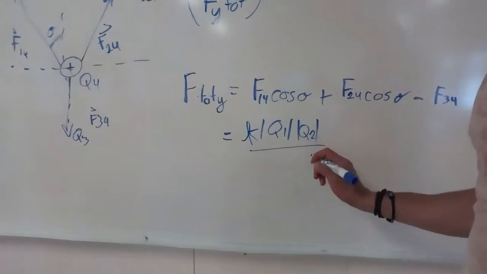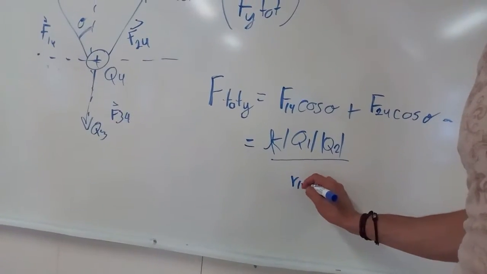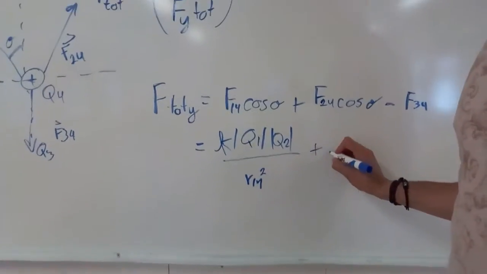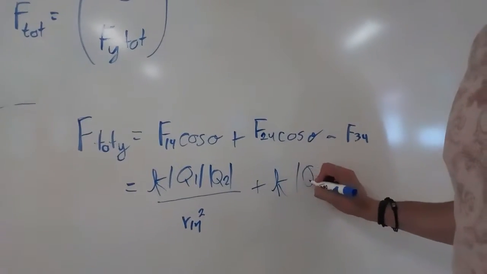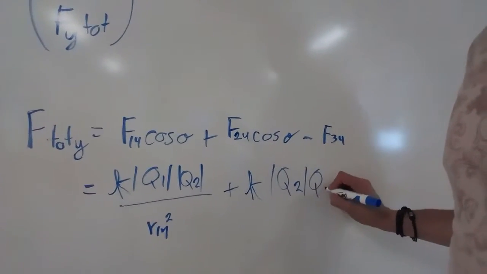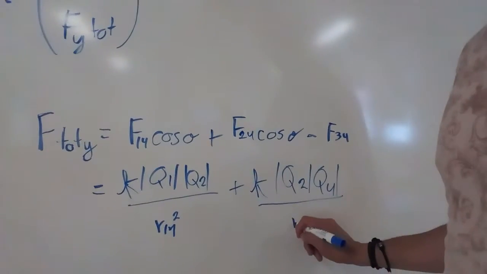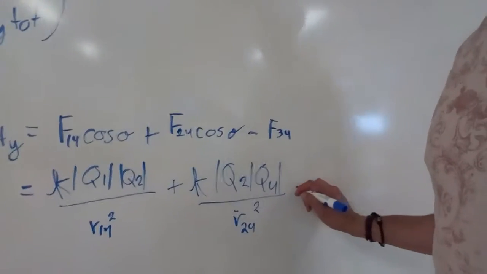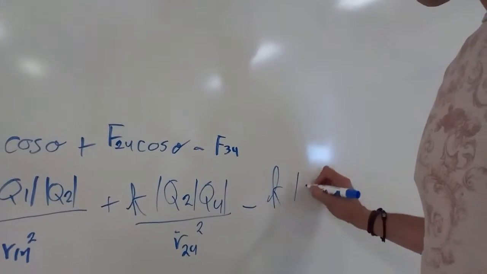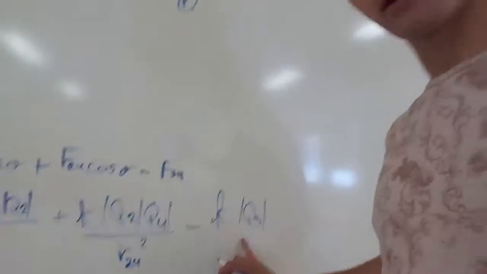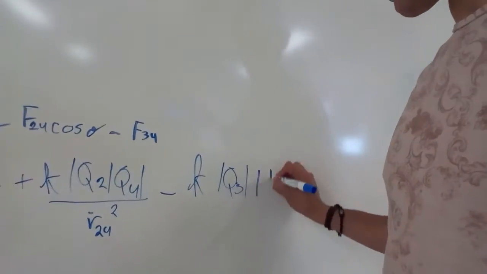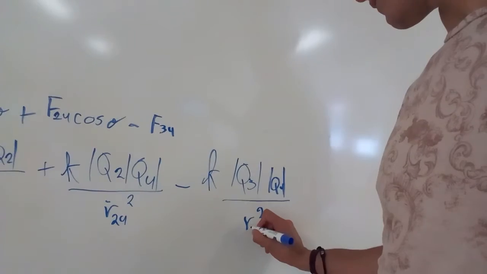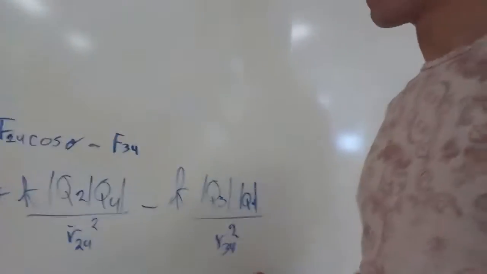This will be over R from 1 to 4 squared, that we have right here, plus the constant of Q2 times Q4 over the R from 2 to 4 squared, minus the absolute value of charge Q3 times charge 4, divided by R from 3 to 4 squared. Okay.